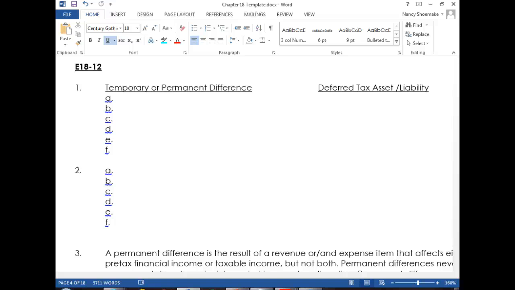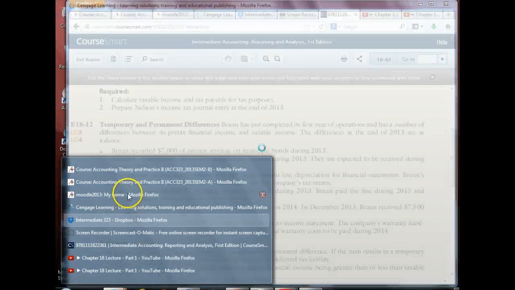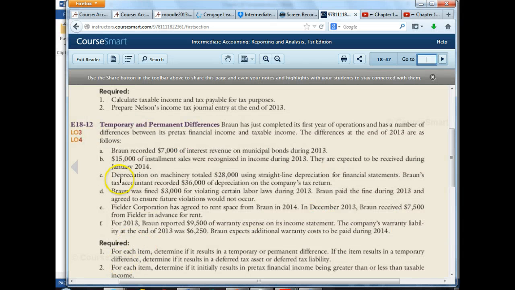Okay, Blake, will you read for me the 1812 and then A? Ron has just completed his first year of operation and has a number of differences between his pre-tax financial income and taxable income. Differences at the end of 2013 are as follows. A. Ron recorded $7,000 of interest revenue on municipal bonds during 2013.